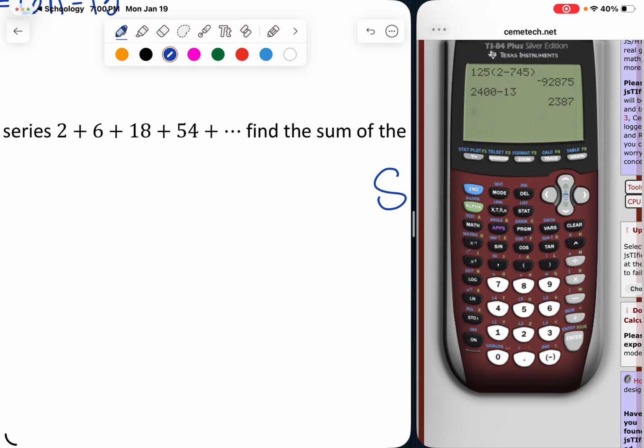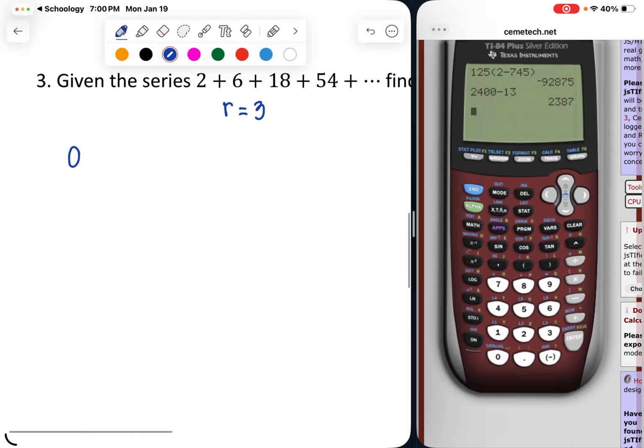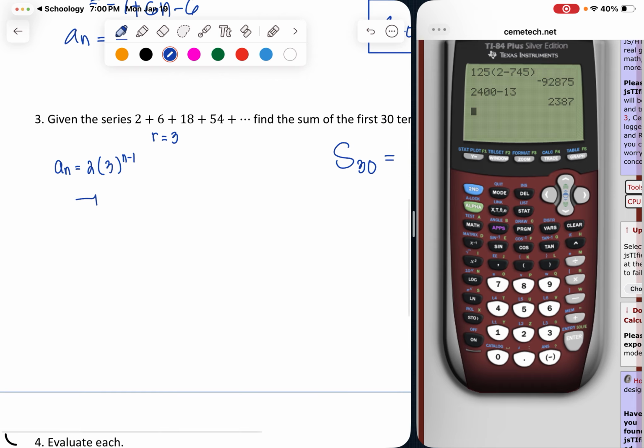All right, so looking at this, it is times 3. So r is 3. So let's write a rule. A sub n is equal to my first term, which is 2, times 3 to the n minus 1 power. So there's my rule. If I want to write it in sigma notation for practice, I can. 2 times 3 to the n minus 1. My first term I get by plugging in 1, and then I'm going to plug in 30 for my last term.